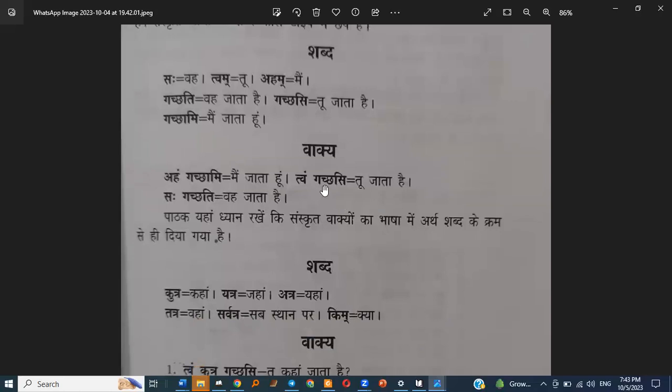Okay, tvam gachhasi, saha gachhati, he goes, right? So aham gachhami is first person, uttam purush. Tvam gachhasi is second person, madhyam purush. Saha gachhati is third person, prathama purush.